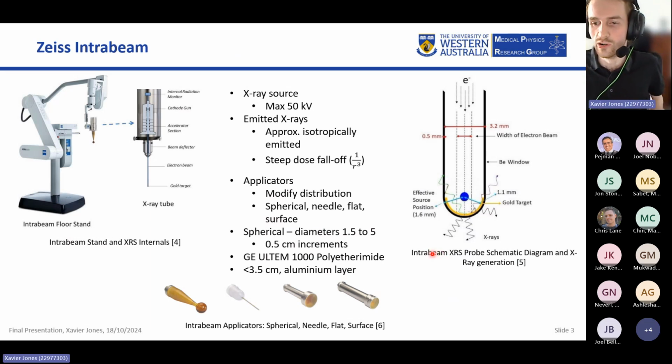Applicators may be placed over the probe to modify the dose distribution produced. These include the commercially available spherical, needle, flat, and surface applicators. Subject to this study are the spherical applicators, which have diameter sizes of 1.5 to 5 centimeters in increments of 0.5 centimeters. Spherical applicators, when inserted into the incision, fill the cavity and adhere to the tumor bed, providing high conformity. These applicators produce isotropic distributions. They consist of polyetherimide, which is a biocompatible thermoplastic. Applicators with diameters less than 3.5 centimeters have an aluminium layer present for the purpose of beam hardening.